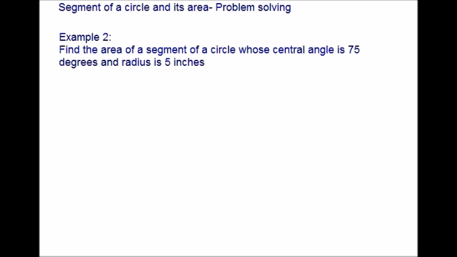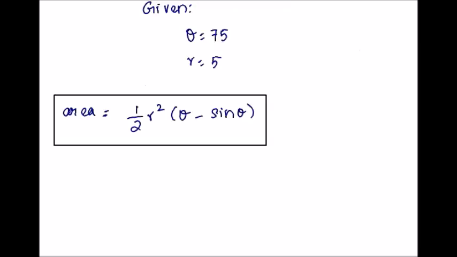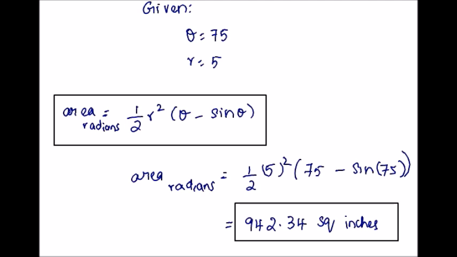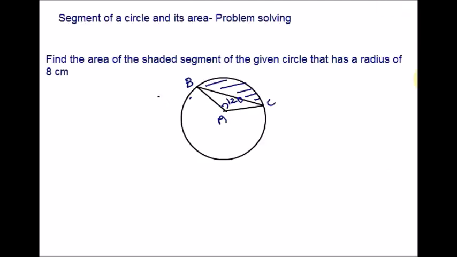Let us take down the given information first. Formula for this one is, so let us plug in the values given in this question in the formula. Replace r by 5, replace theta by 75. 5 square is 25 and sine theta is negative 0.3877. Now you can do the calculation part. So area for this problem is 942.34. Hope you are clear with this example. Let's move on to the next example.